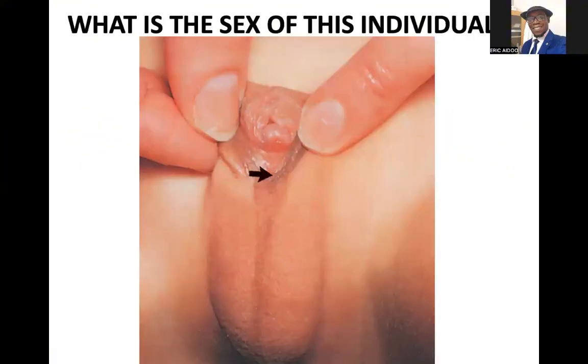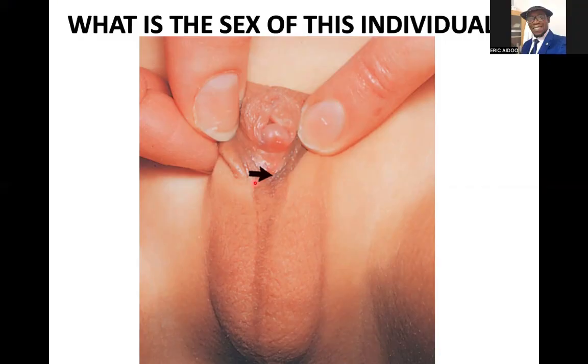So we want to just look at this picture and ask, what is the sex of this individual? Is it a female or a male? I'm sure you are thinking through, but the point is that you don't expect to have a male with this type of length of penis, okay? And obviously you don't expect a lady to also have something that looks like a scrotum. So this is more like in between the sexes, all right?